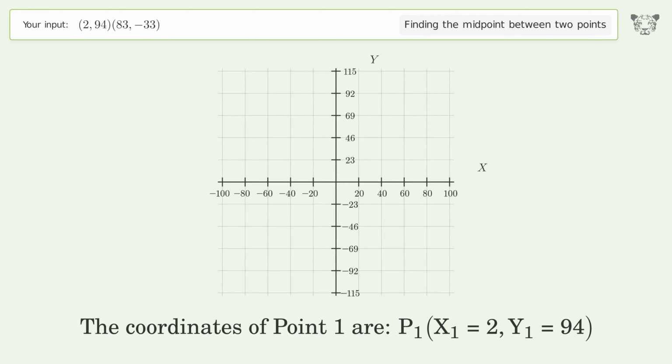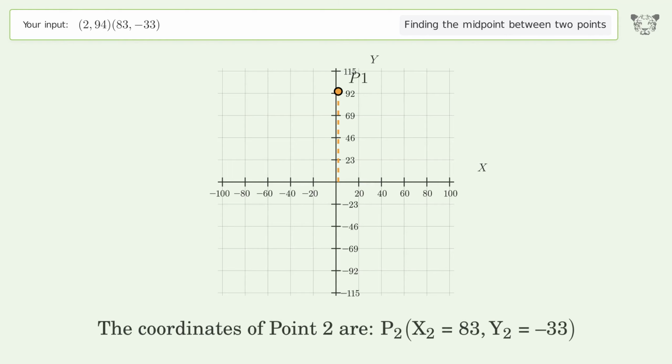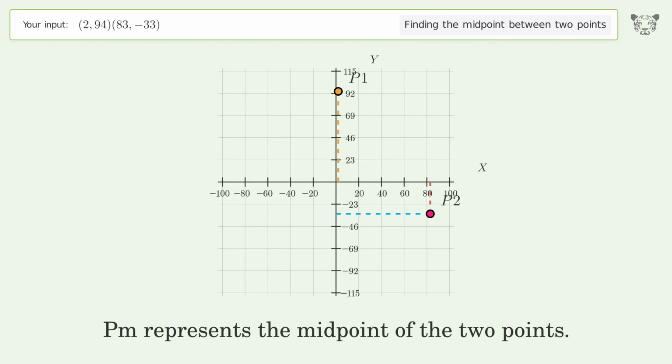The coordinates of point 1 are x1 equals 2, y1 equals 94. The coordinates of point 2 are x2 equals 83, y2 equals negative 33. PM represents the midpoint of the 2 points.